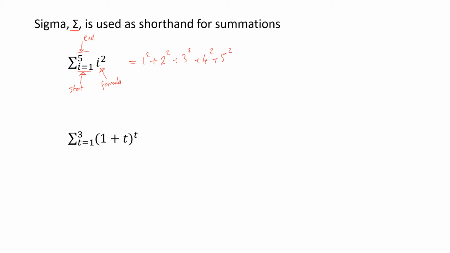So again, second sequence, start at 1, end at 3, and then this is the formula that we're going to be putting those numbers into. So we'll do 1 plus 1, because we sub in t equals 1 to the power of 1 as our first term, and then 1 plus 2 to the power of 2, and then 1 plus 3 to the power of 3. And you might want to actually tidy this one up a little bit. We could work out that this is 2 plus 9 plus 64, etc., etc.